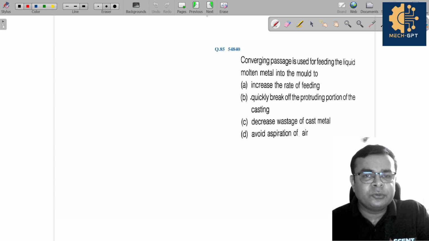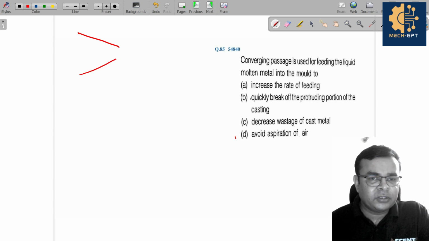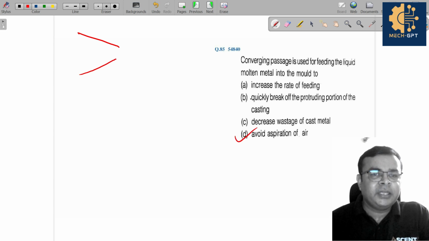Converging passage is used for feeding the liquid metal into the mold to increase the rate of feeding, quick break of the protruding portion of the casting, decrease waste of cast metal, or avoid air aspiration. So yes, when you use a converging passage, the air aspiration effect will also be avoided. And yes, the feed rate will not be increased.